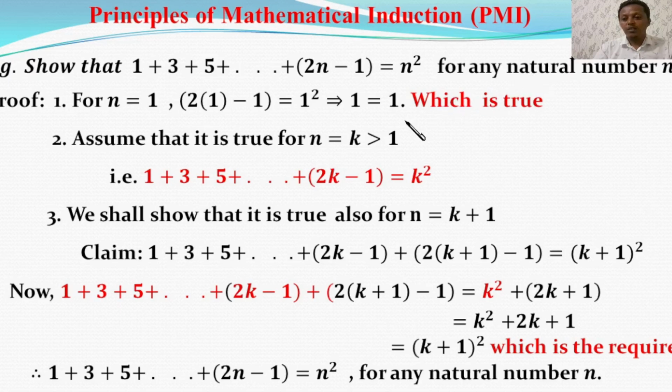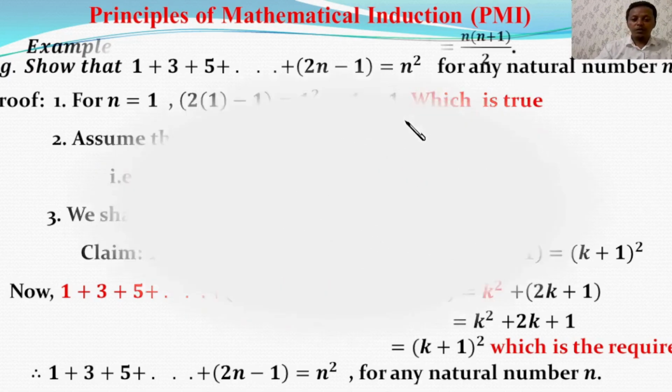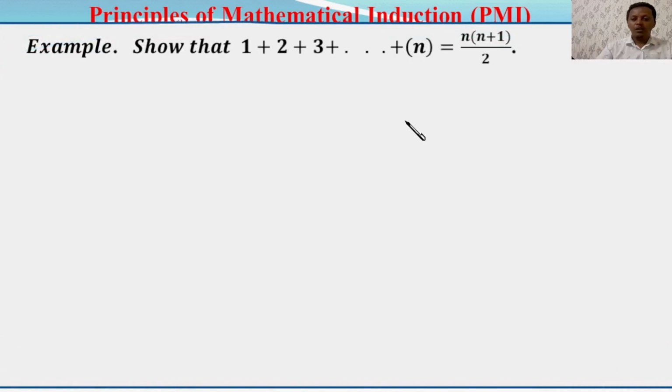Now let's take a second example so that you understand the principles of mathematical induction. Now in the second example, the statement we have is 1 plus 2 plus 3 up to n, the sum of the first n natural numbers, is equal to n times n plus 1 over 2.